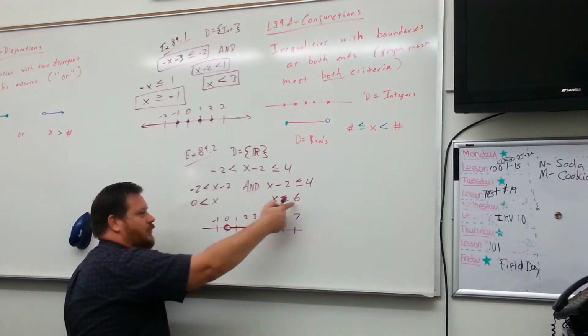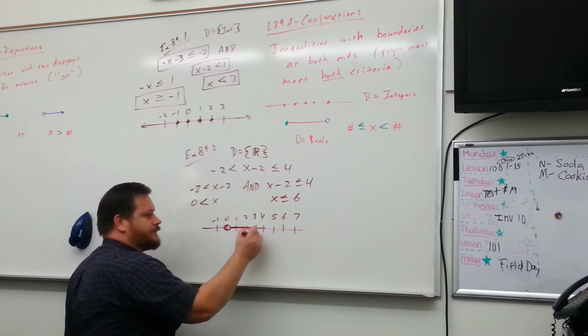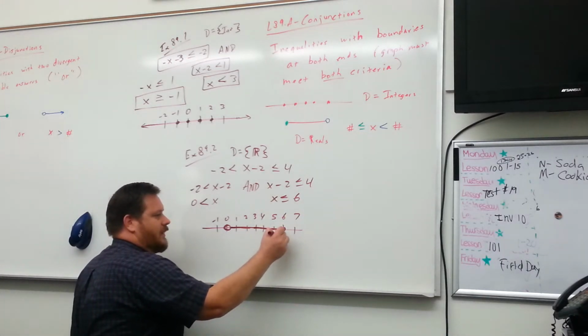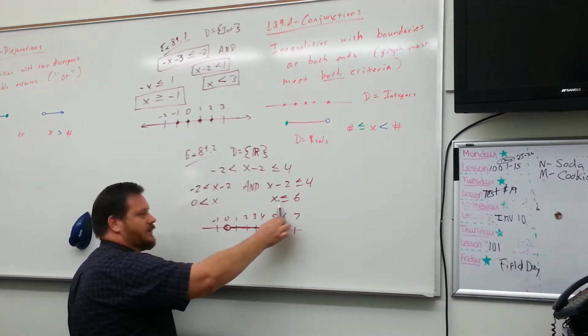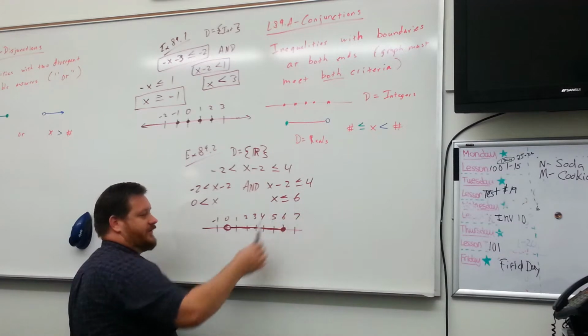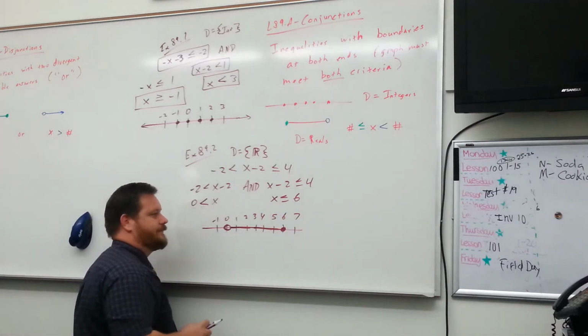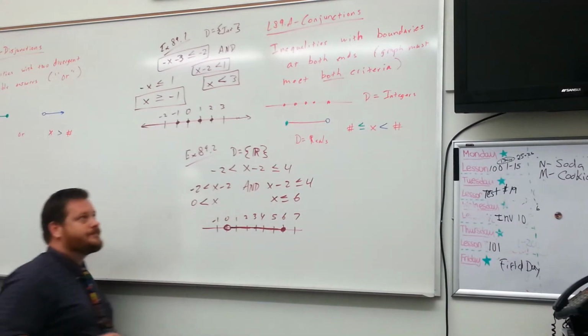And what do I do when I get to 6? Color it in. I'm going to have a solid dot or a filled-in circle because it can include or be 6. I just can't go past that. So there I am. Okay.